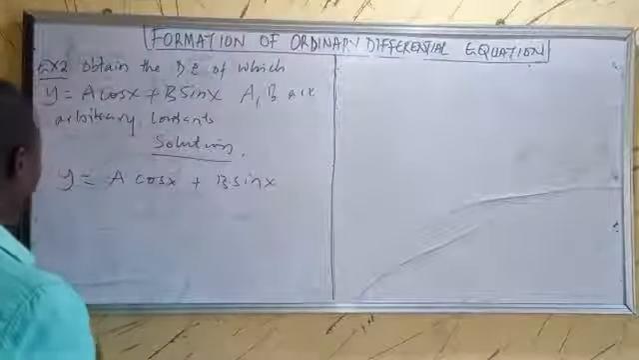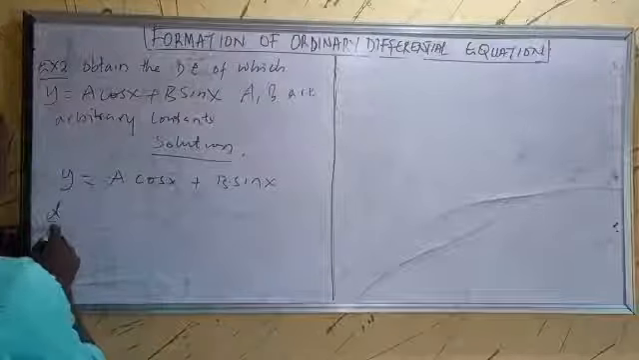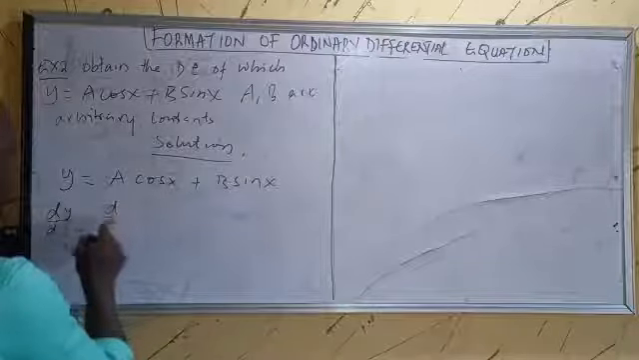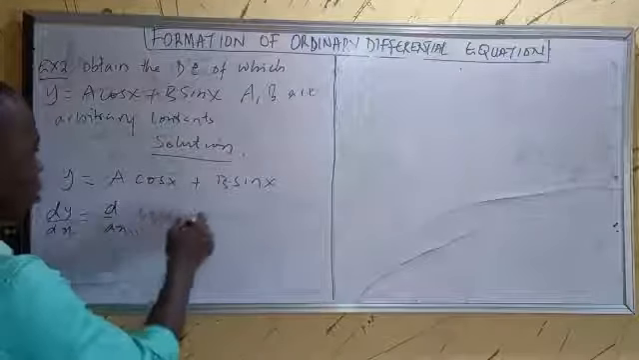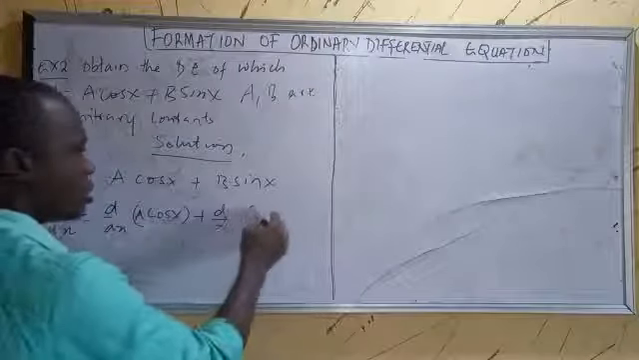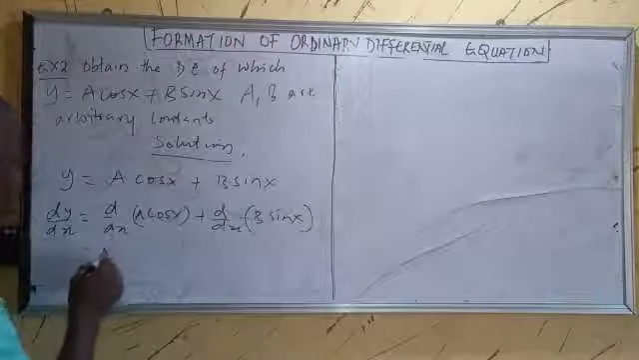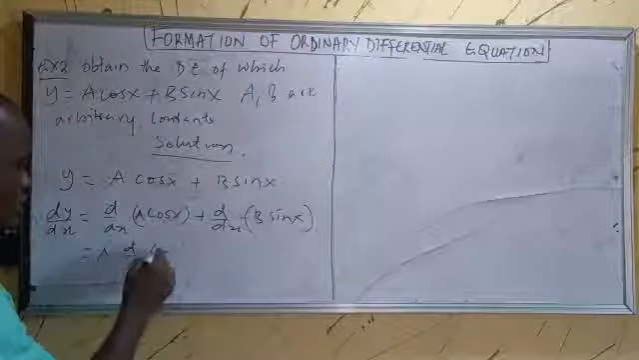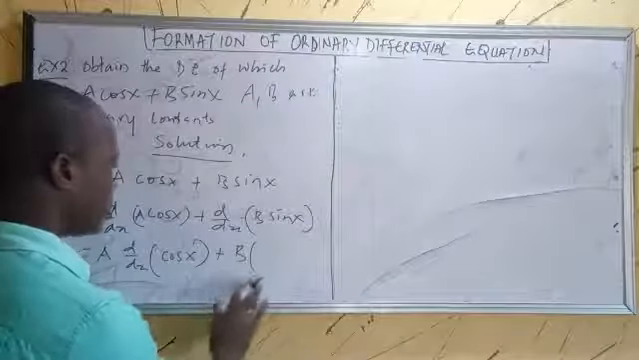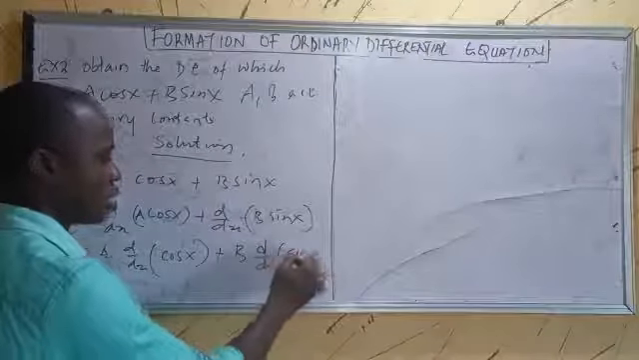So the only thing we need to do is find the derivative of this, that is dy/dx will be d/dx of a cos x plus b sin x. According to this, we can see a is a constant, so a will come out. Then we have a d/dx of cos x, plus b is a constant, so we have b d/dx of sin x.